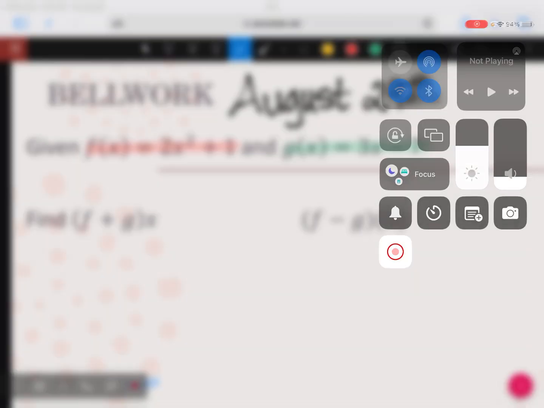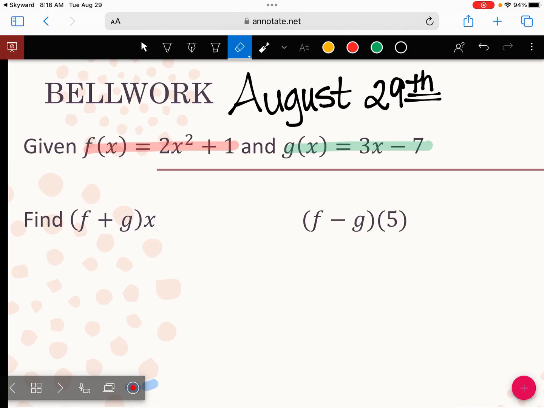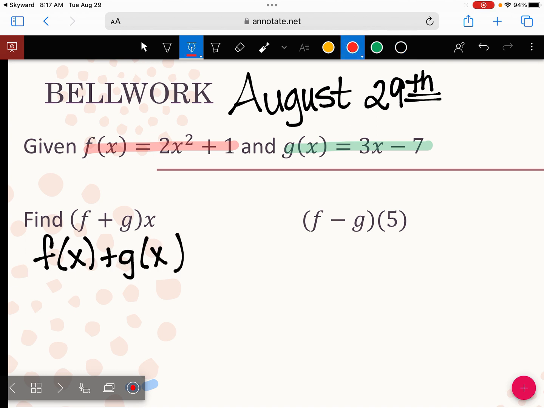So for the first question, we're just adding. We're adding the two functions together. We're taking f of x plus g of x. So I'm taking the 2x squared plus 1, and I'm adding to that my g of x function, which is 3x minus 7.